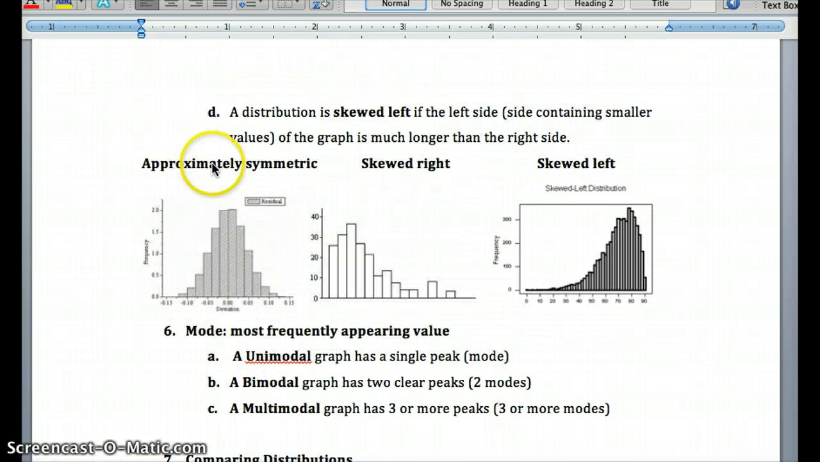Here you have approximately symmetric with a nice line of symmetry through there. This one's very close to symmetric. Skewed right, this is what I was talking about. These values are pulling the mean up. So our mean here would be bigger than our median because of these values pulling it up, whereas most of our values are down here. Skewed left, we have some values down here much smaller than the rest, meaning our mean would be smaller than our median because of these values. Unimodal would be a single peak, bimodal 2, multimodal is 3 or more.